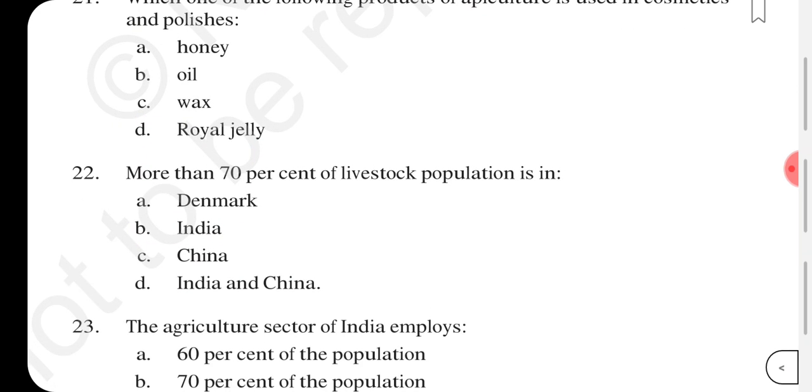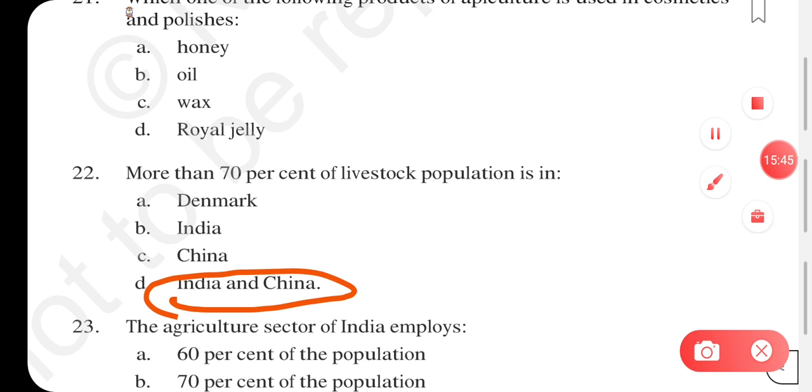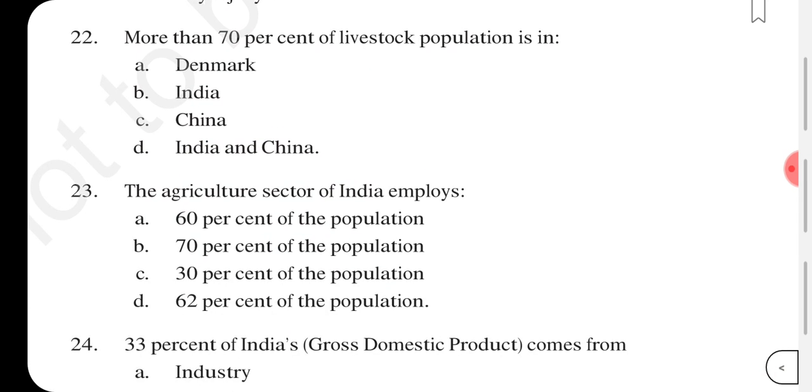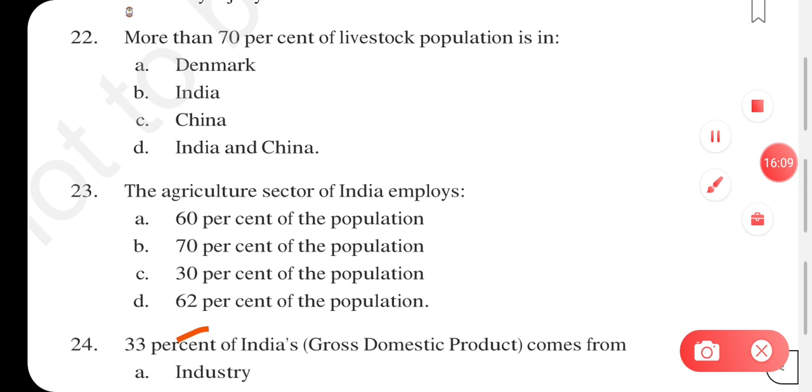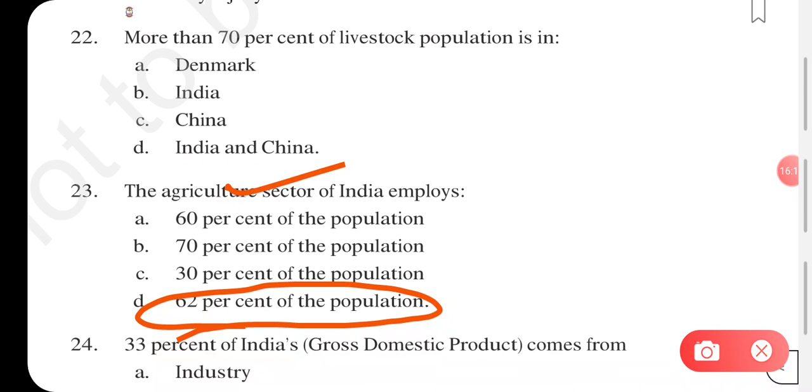Next one, more than 70% of the livestock population is in Denmark, India and China. Answer will be India and China. So more than 70% of the livestock population we find in India and China. Next one, the agriculture sector of India employs 60% of population, 70% of the population, 30% or 62% of the population. So here the correct answer is 62% of the population. Okay, it is 62% of population which is there in the agriculture sector in India. Remember the percentage, it is 62%.